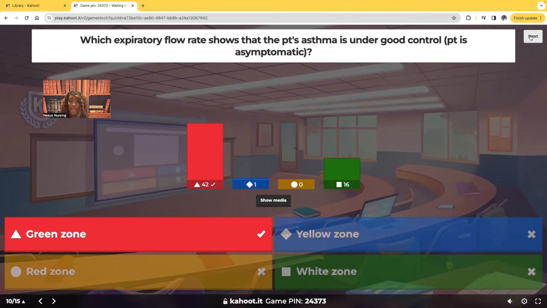Red zone, that is bad. Not only is that patient symptomatic, they're symptomatic bad. Let me tell you, if that patient's in the red zone, you're going to give them the albuterol, but also do what? Call 911. And white zone, I just made that up. 16 people chose that. I just made it up. It means nothing. So the correct answer, if the patient's asymptomatic, no symptoms, asthma's under good control, they are in the green zone.